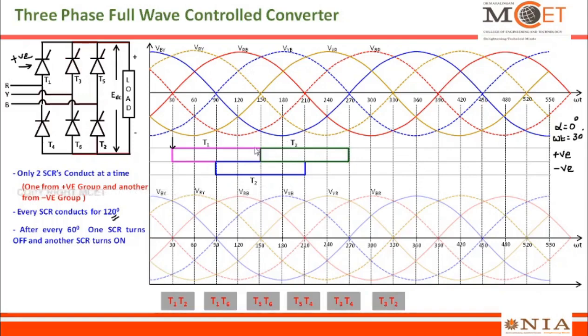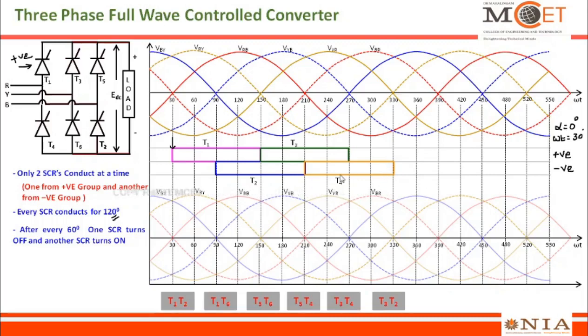Now T4 will start its conduction 60 degrees after the starting point of T3. So T4 will start from this point, that is 210, and continue its conduction for 120 degrees, that is, it will stop at 330. So T4 starts here and continues till 330.